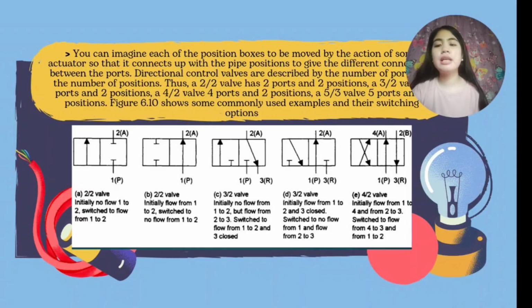This slide explains how to interpret directional control valves using the port and position notation. The first number represents the number of ports, and the second number represents the number of switching positions. For example, a 2x2 valve has 2 ports and 2 positions, while a 5x3 valve has 5 ports and 3 positions. The slide also shows common examples to help us visualize how each type operates.